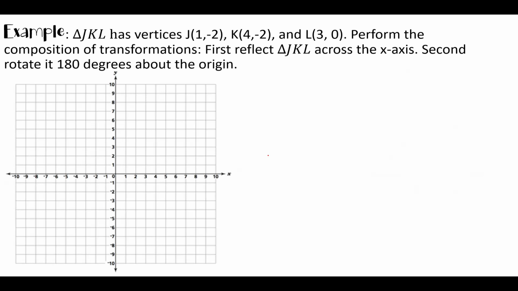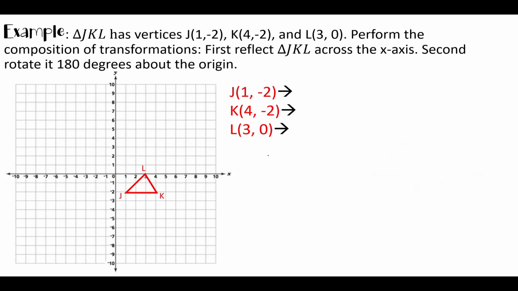So triangle JKL has vertices of J(1, -2), K(4, -2), and L(3, 0). We want to first reflect the triangle across the x-axis and then second rotate it 180 degrees about the origin. For all of our problems today, I would love for us to not only draw the things on the picture, but also write down our ordered pairs and our coordinate notation to see what's happening.